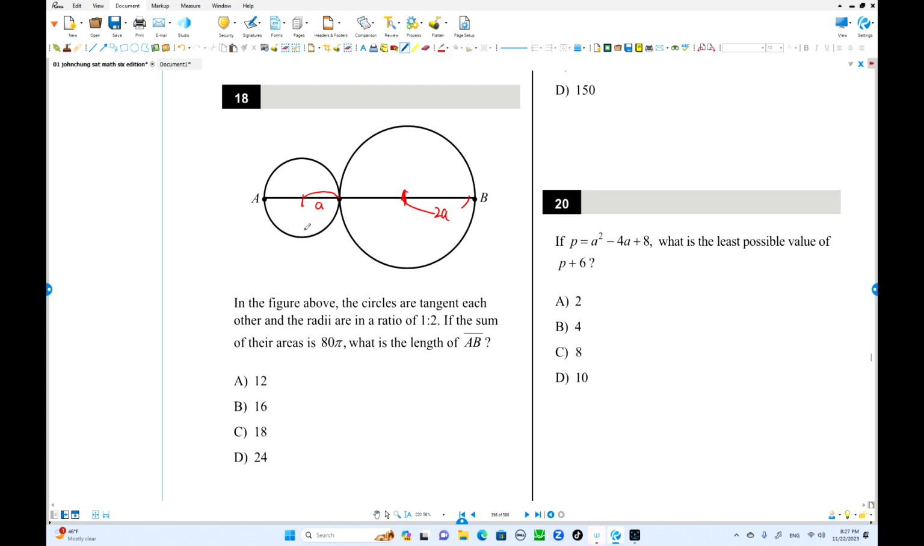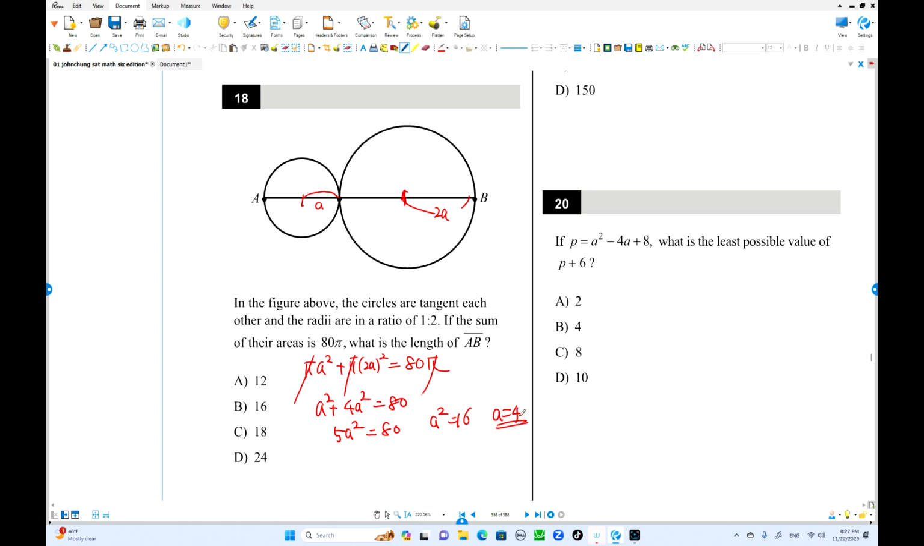What is the area of this small circle? Pi A squared. The second one is pi (2A) squared, right? That equals 80 pi, isn't it? So pi is out. A squared plus 4A squared equals 80. 5A squared equals 80. A squared equals 16. A equals 4, right?